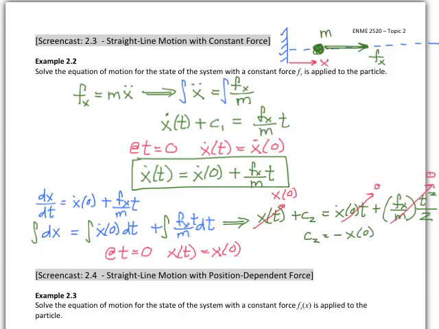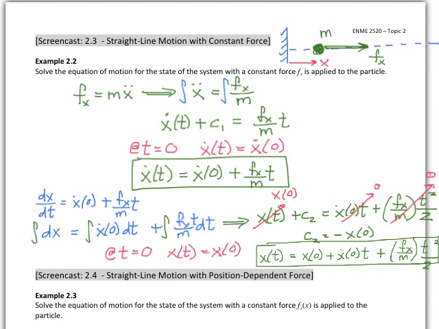And we plug all this in and rearrange our terms, and we get the general expression for position as a function of time is equal to an initial position at time 0 plus an initial speed at time 0 multiplied times t plus our constant f sub x over m multiplied times t squared. And so now we have a scalar expression that is one part of the solution.